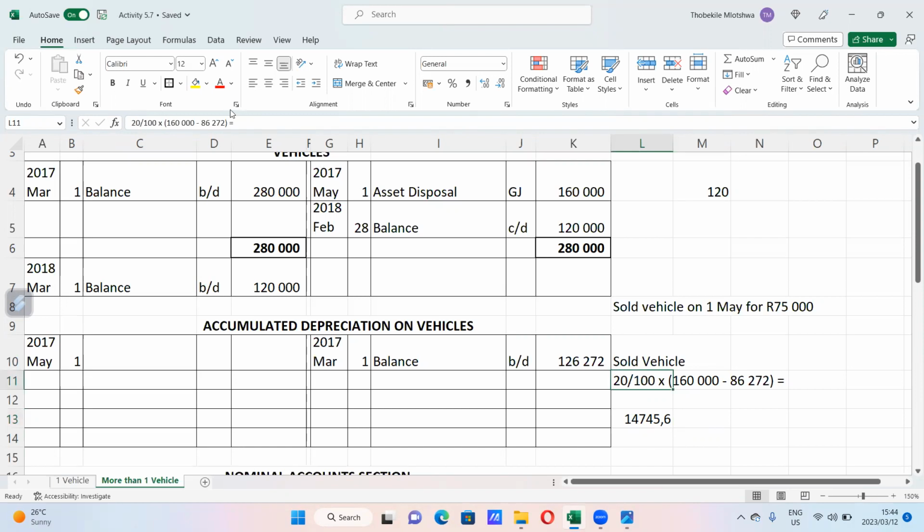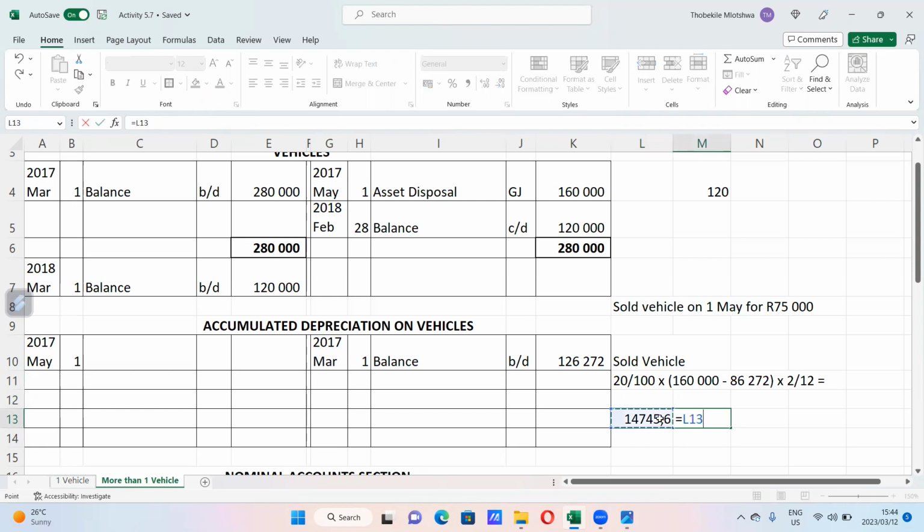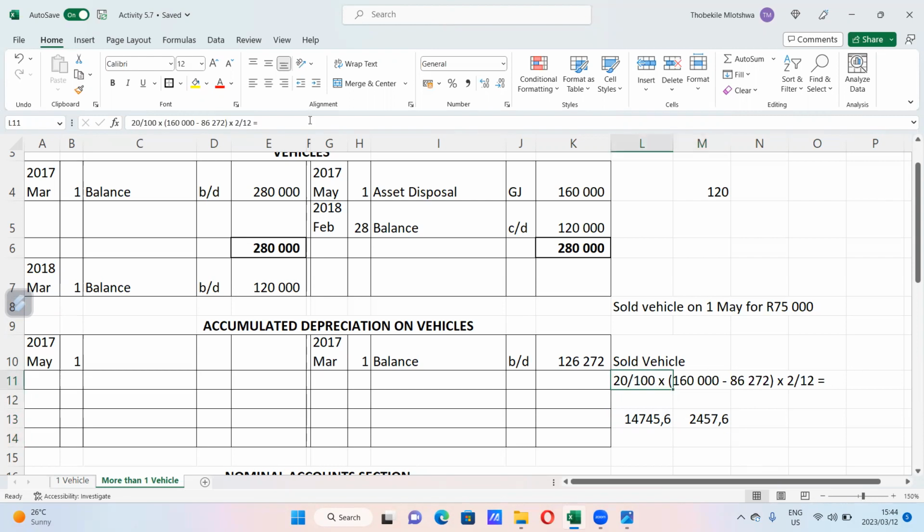Okay, guys, how many months did we have it for? I'm sure you did say in your minds that we are not done. Normally we would have said 12 over 12, but we only had it for 2 months. So I'm going to say here equals this one times 2 over 12. Then we get, I'm going to round off, 2,458. So do you agree that our depreciation for the sold vehicle is 2,458? How do you record that?